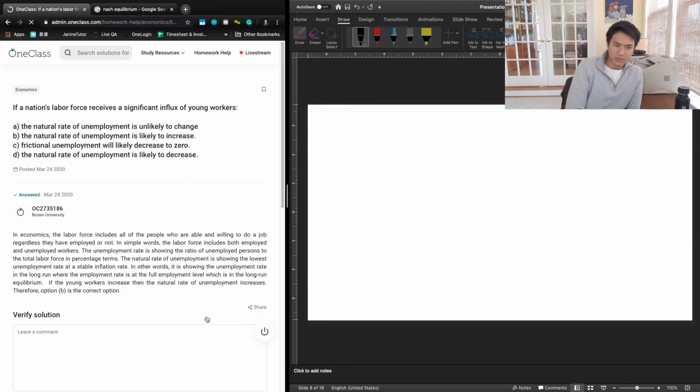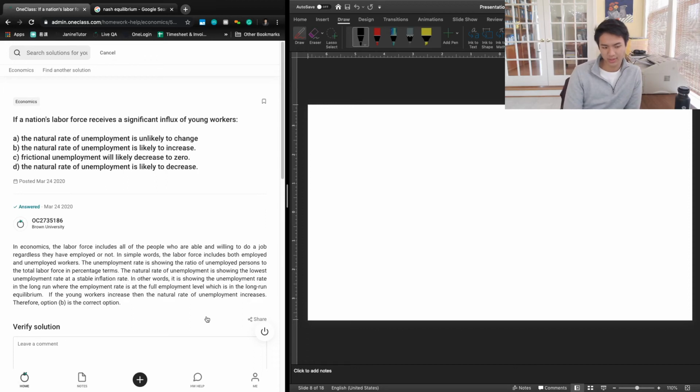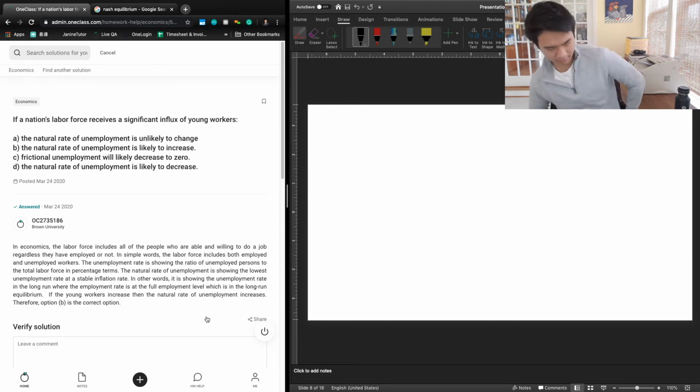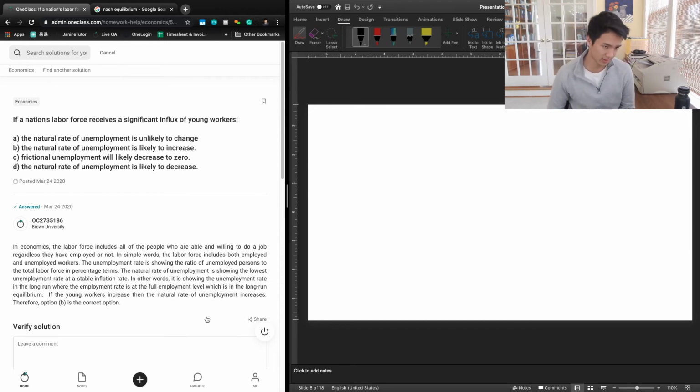So let's take a look at the next question. If the nation's labor force receives a significant influx of young workers, A, the natural rate of unemployment is unlikely to change. B, the natural rate of unemployment is likely to increase. C, frictional unemployment will likely decrease to 0. And D, the natural rate of unemployment is likely to decrease.